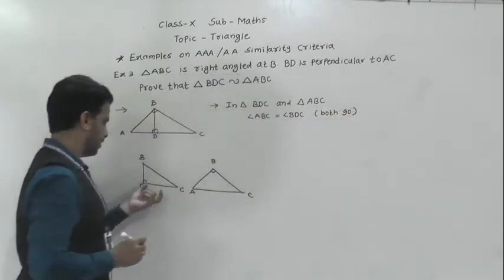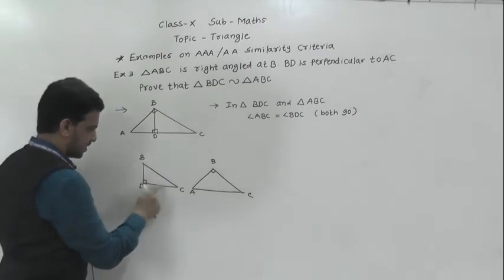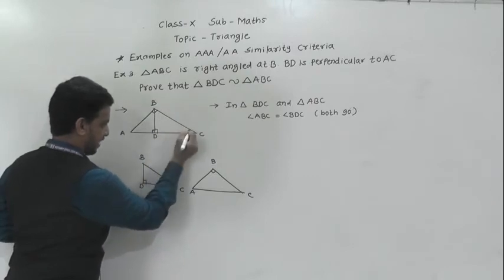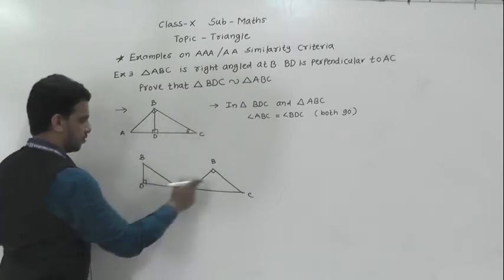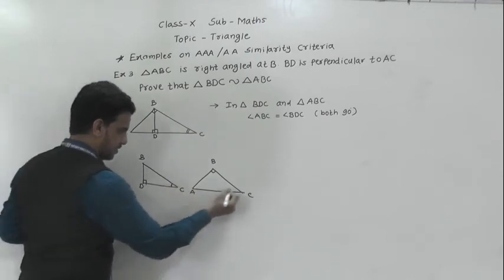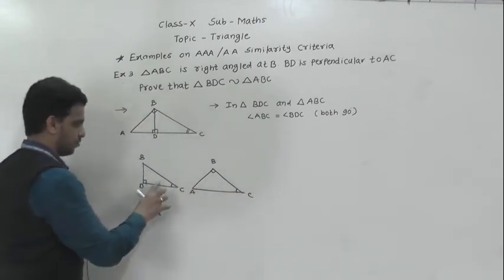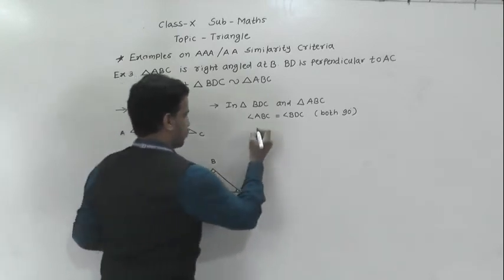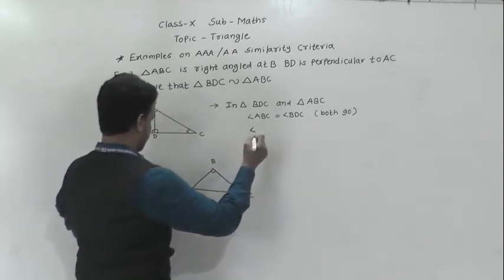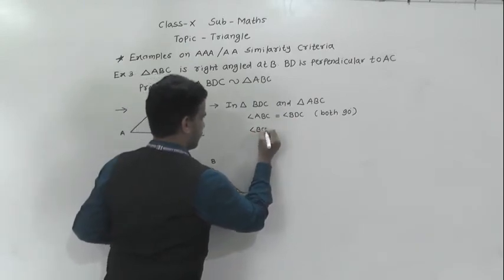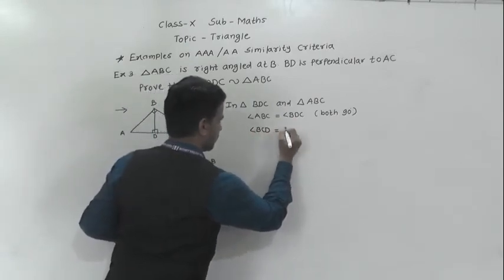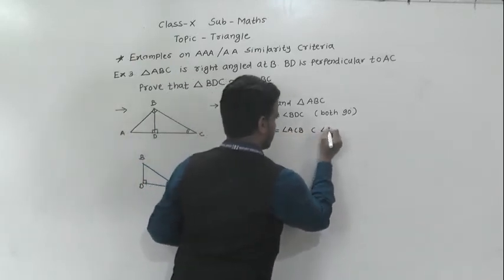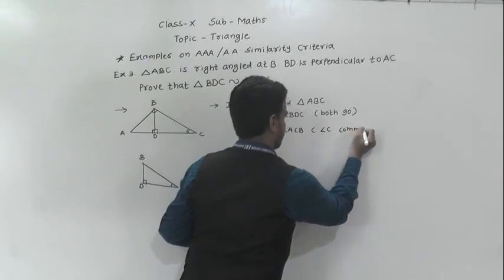Okay, second angle. Now here in BDC and ABC, this angle C is common to both triangles, so we can write here. Your naming is important, how we are writing the name. So angle BCD is equal to angle ACB. Okay, angle C is common.